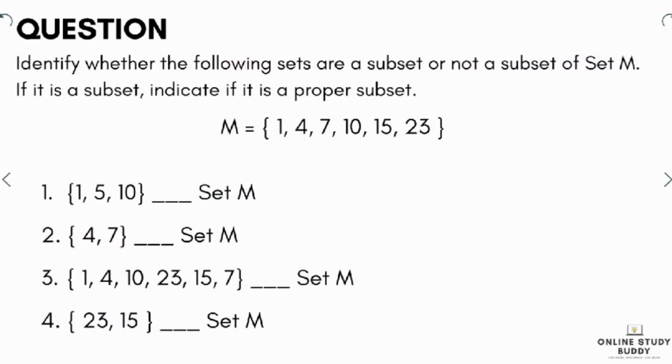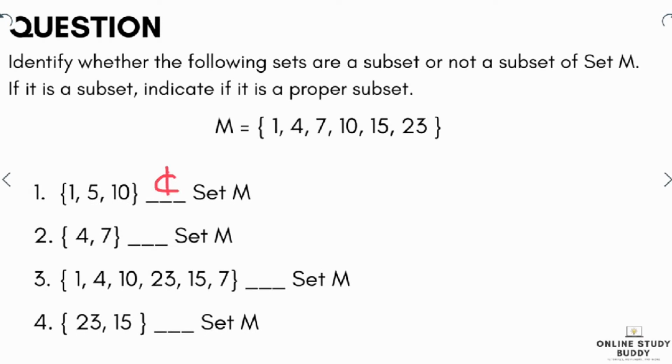So for our next item, we will be identifying whether the following sets are a subset or not a subset of set M. If it is a subset, we must indicate if it is a proper subset. So meron tayong set M which contains 1, 4, 7, 10, 15, and 23. So yung first item is a set that contains 1, 5, and 10. So meron tayong 1 sa set M, 5, we don't have the element 5 sa set M. Therefore, this first set is not a subset of set M.